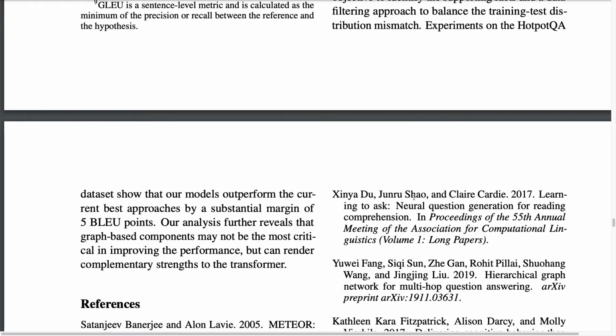So it's an interesting method, and I'm looking forward to see how far multi-hop question generation will advance in the future.